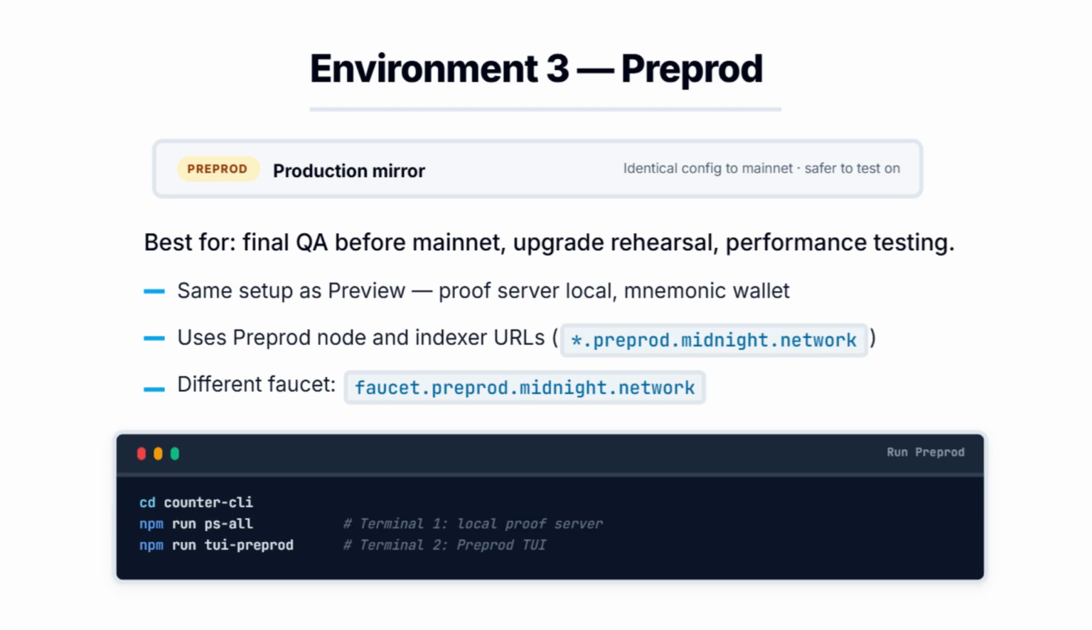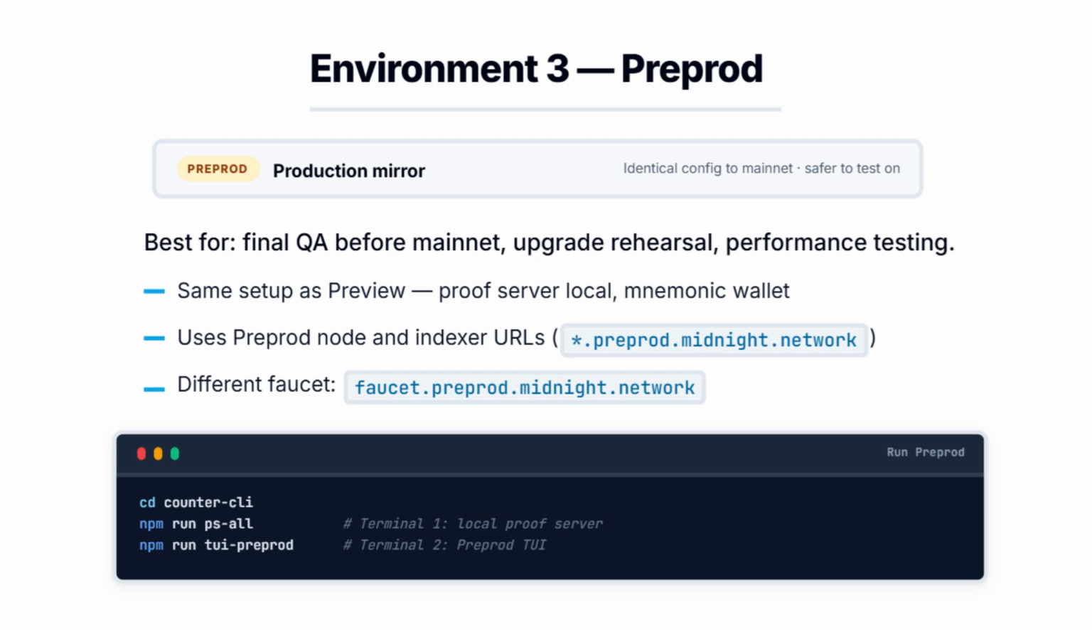Okay, it's time for environment 3, Preprod. This is the production mirror. Preprod is set up to match Mainnet as closely as possible. Same parameters, same ledger version. You use it when you're about to ship something and you want one last round of QA against a Mainnet-equivalent network. Setup is identical to preview. Local proof server, mnemonic wallet, faucet flow, all the same. The only thing that's different is the URLs. Commands are npm run ps-all for the proof server and npm run TUI preprod for the CLI.